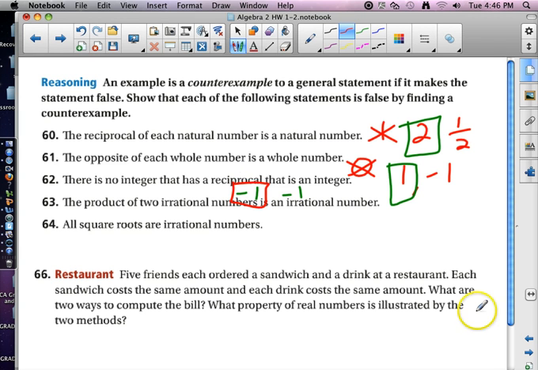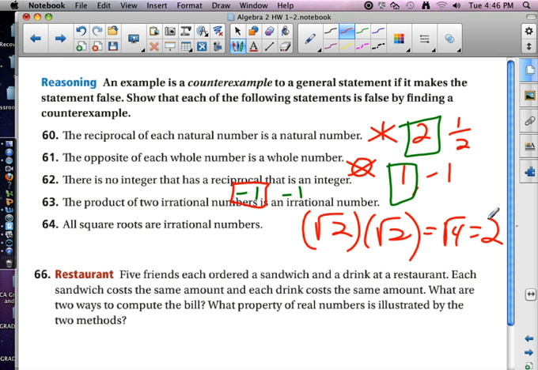Number 63 says the product of two irrational numbers is an irrational number. Well, the square root of 2 is an irrational number, and it's the first one that pops into my head because it's the one that's used for an example in any math book that you have. Well, if I take the square root of 2 and I multiply it by the square root of 2, I get the square root of 4, which is 2. And 2 is not an irrational number, it is a rational number. So that means that the square root of 2 is a good example of a counterexample for that one.